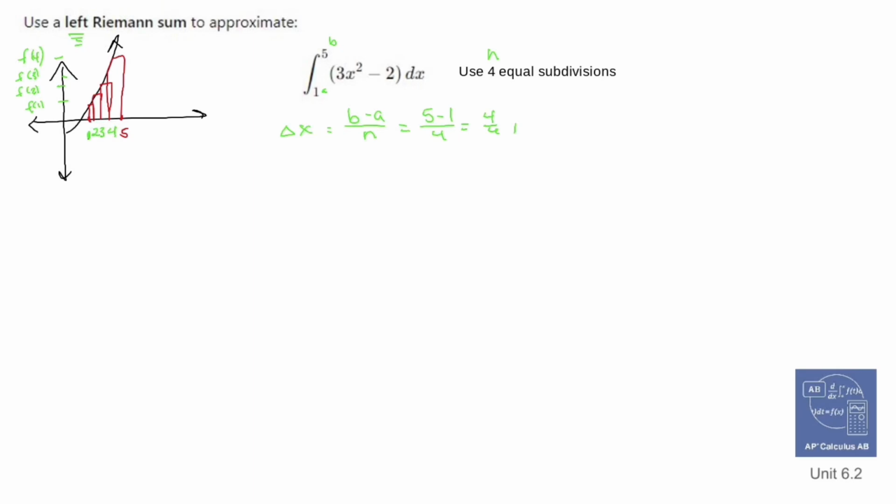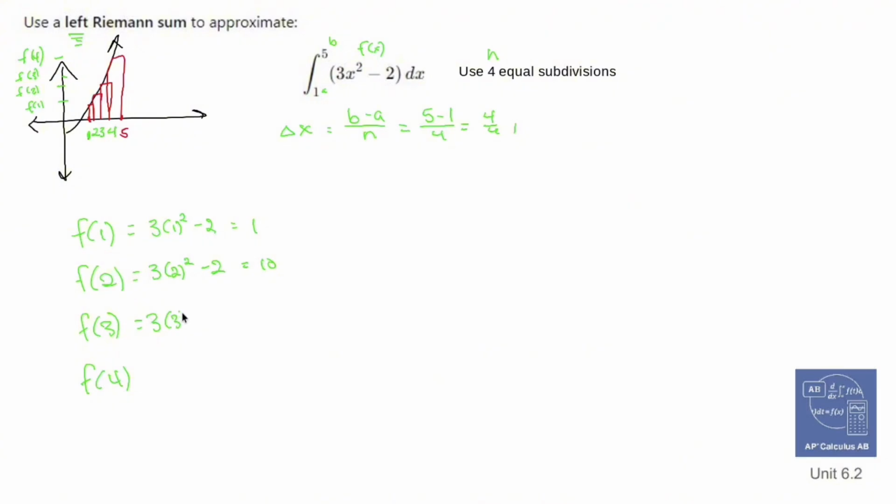All right. Now I have to find the height of these. Like I just said, I plug those in: f of 1, f of 2, f of 3, and f of 4, using the formula I have as my f of x. f of 1 is 3 times 1 squared minus 2. 1 squared is 1, 3 times 1 is 3, 3 minus 2 is 1. f of 2 is 3 times 2 squared minus 2. 2 squared is 4, 3 times that is 12, 12 minus 2 is 10.